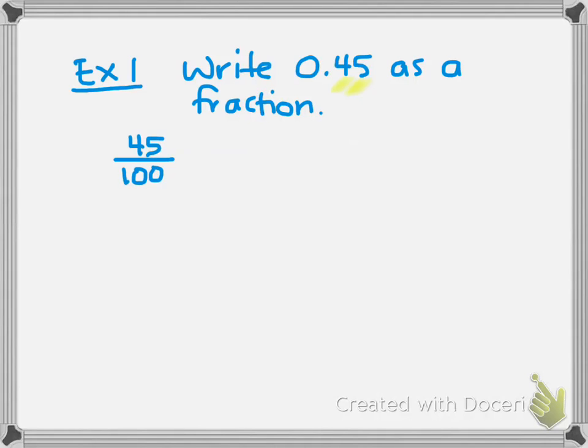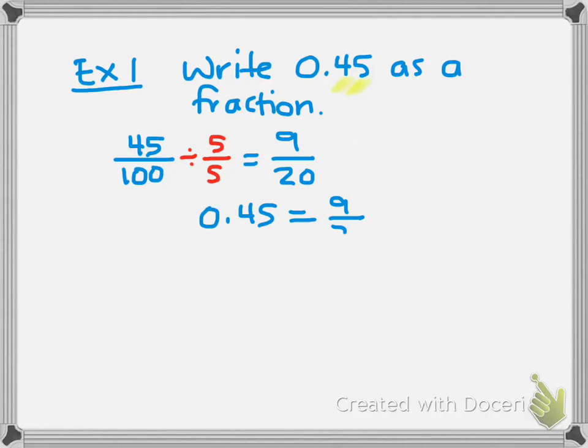And all fractions need to be reduced to simplest form. So you find a number that divides into both 45 and 100. That would be 5. And 45 divided by 5 is 9. And 100 divided by 5 is 20. So 0.45 is 9/20ths as a fraction.